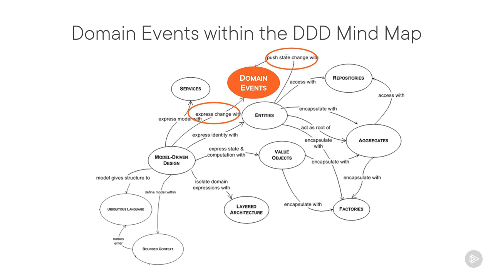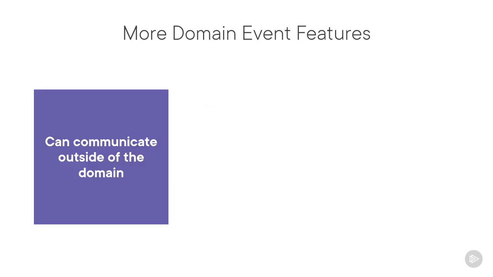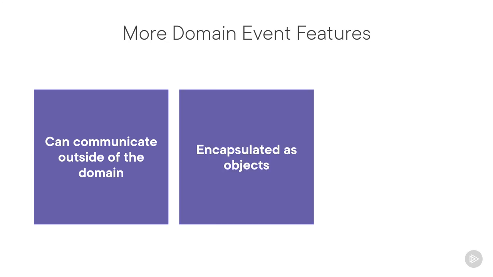This is similar to how repositories allow us to encapsulate all of our data access code so the rest of the domain doesn't need to know about it. We can also use events to communicate outside of our domain, which we'll look at in just a moment. Another thing that's worth remembering is that domain events are encapsulated as objects. This may be different from how you're used to coding events. It certainly was different for me when I first started learning about them.